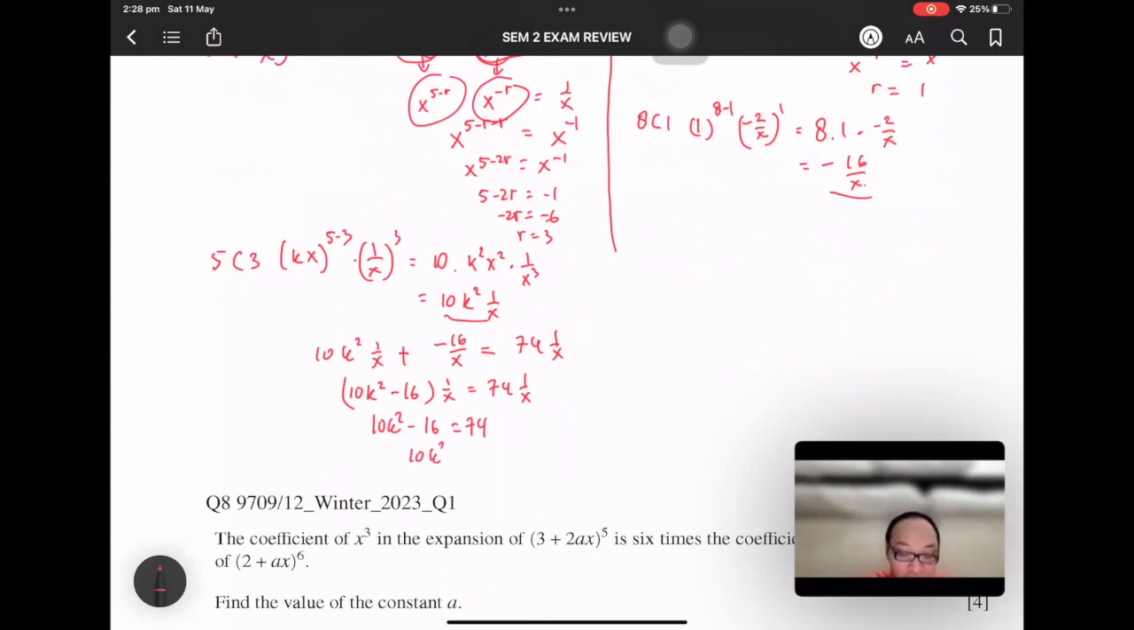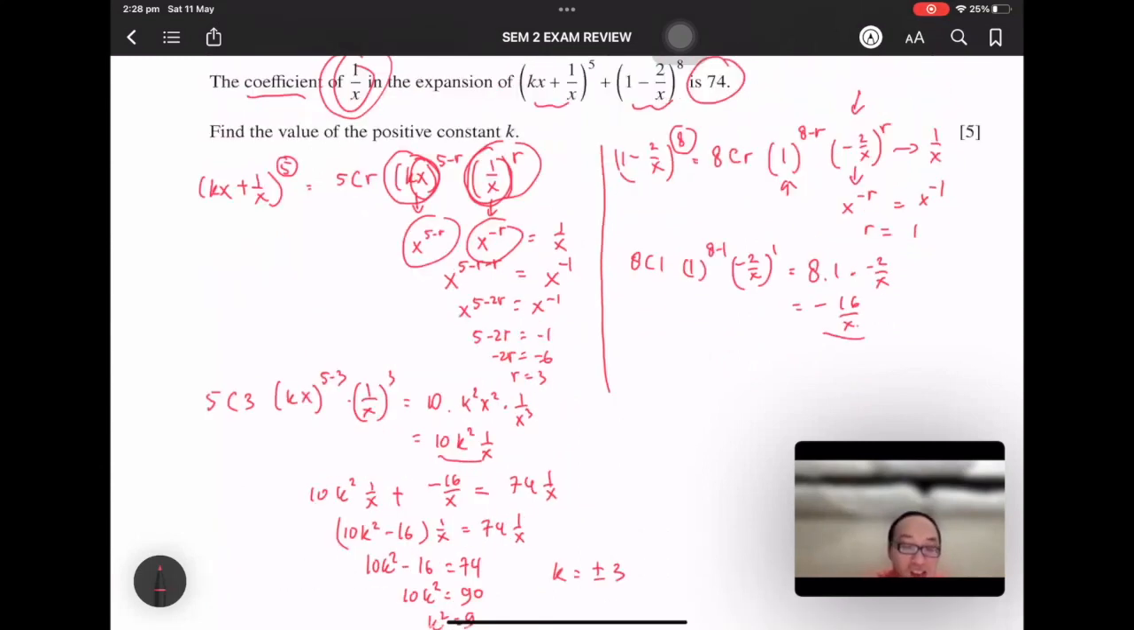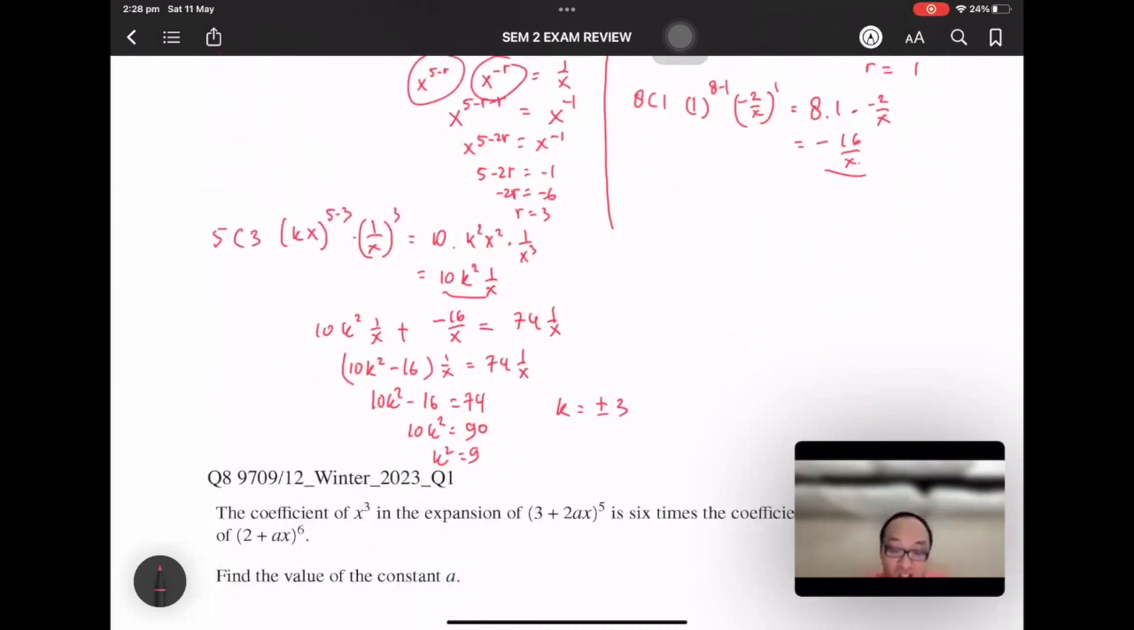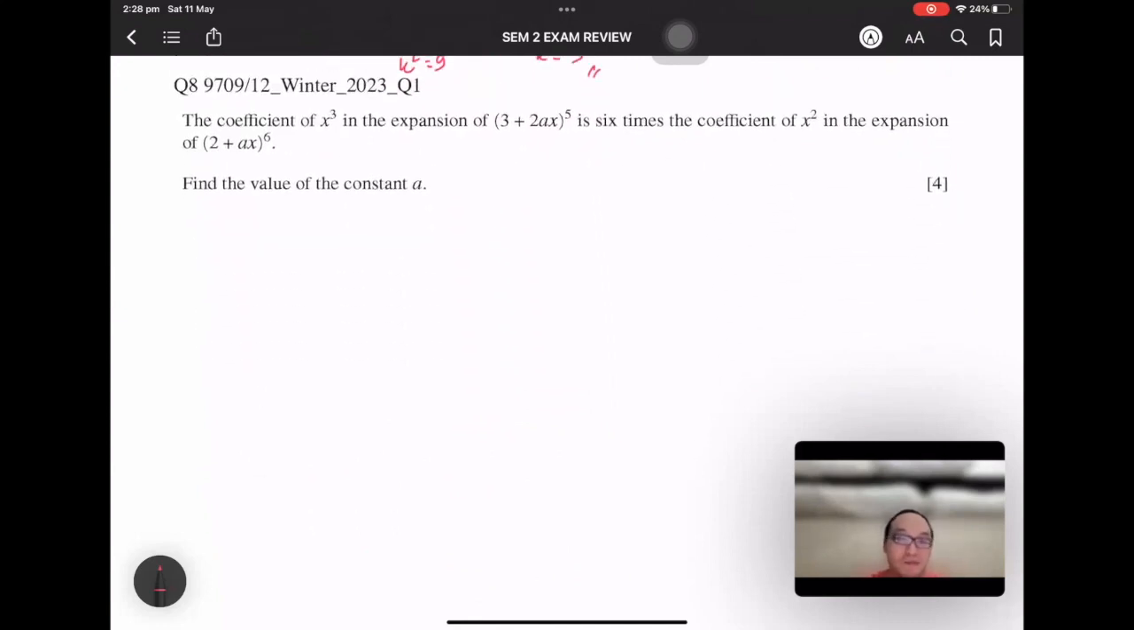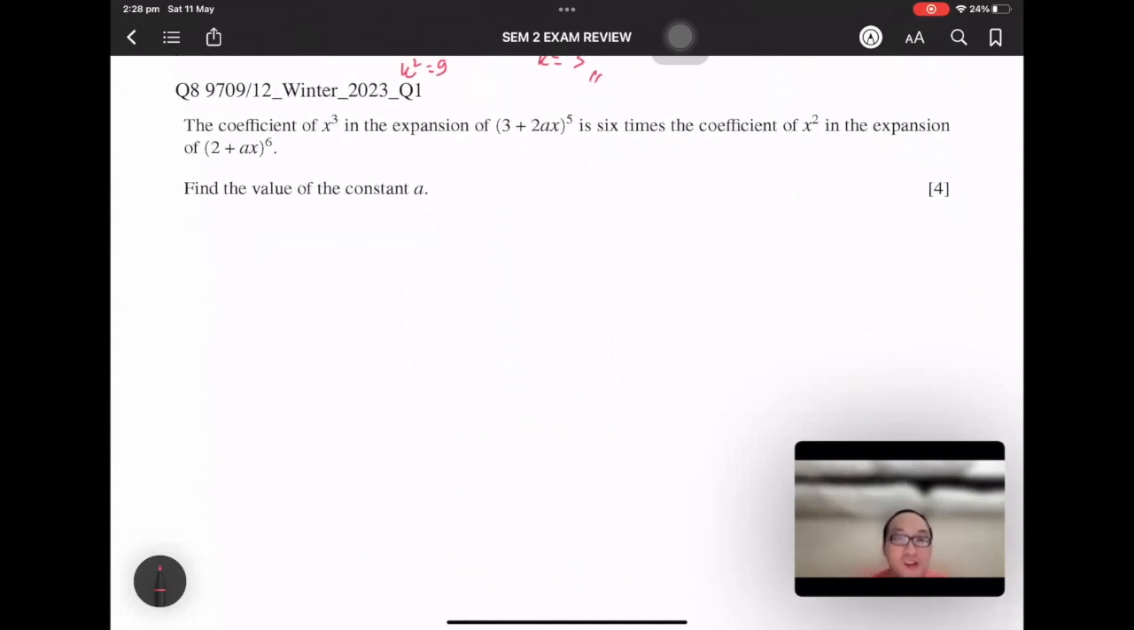So 10k squared equals 90. k squared equals 9. So k equals plus or minus 3. But since k is a positive constant, we take k as positive 3. That's for number 7. Now move on to number 8.